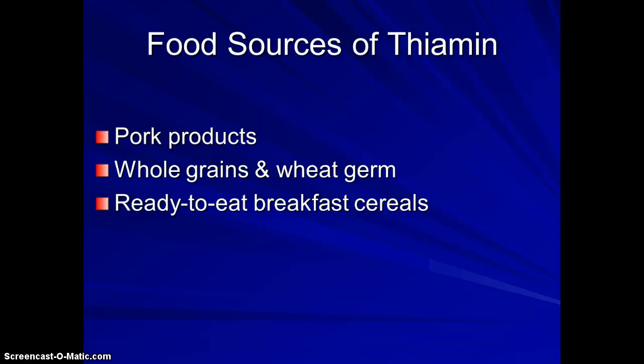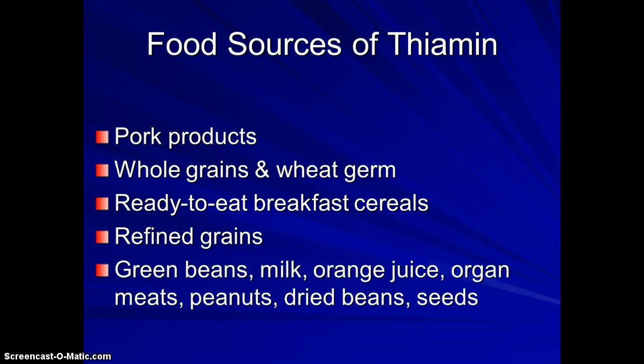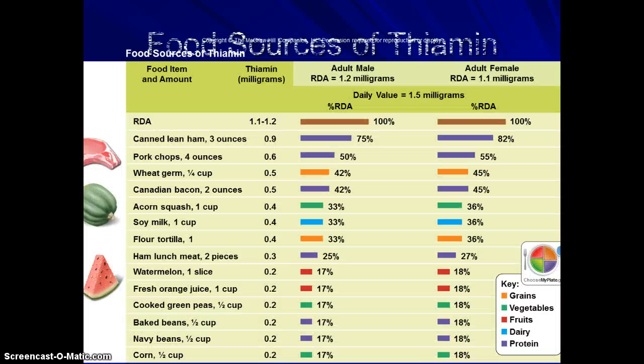Ready-to-eat breakfast cereals, because again, they're enriched. Refined grains, because they've been enriched. And then other things like green beans, milk, orange juice, organ meats, peanuts, beans, seeds. And here's a picture representing.